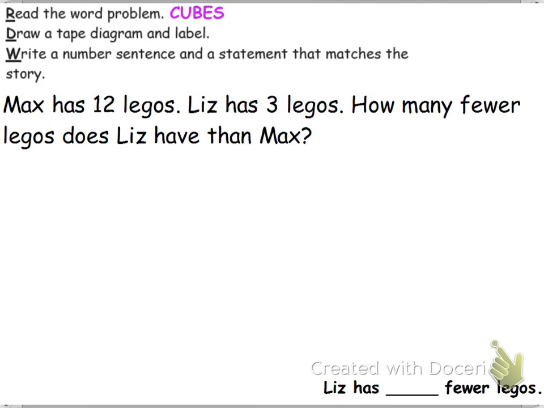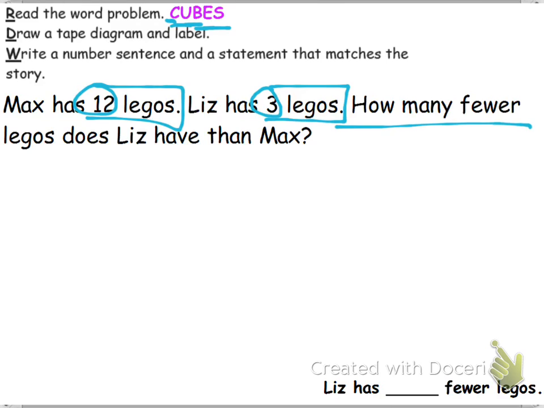This time I'm going to do cubes, which means I'm going to circle the important numbers, underline the question, box in the important words. And then I'm going to think about how I'm going to solve it, and then I'm going to solve. So Max has 12 Legos. Liz has 3 Legos. How many fewer Legos does Liz have than Max?